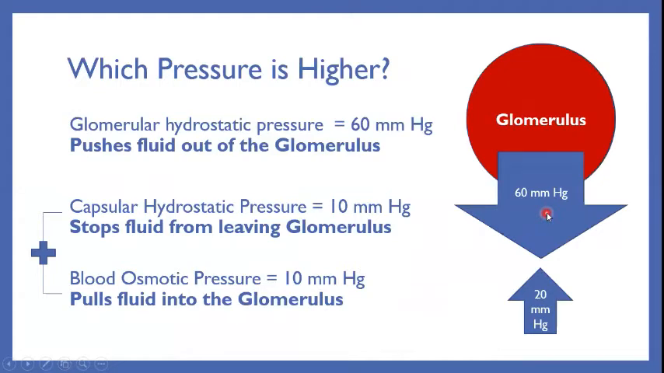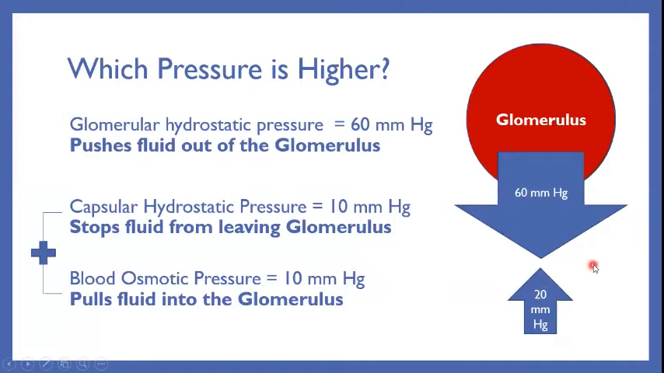Here we can actually look at the measurements for it. Here's our glomerulus with a glomerular hydrostatic pressure of 60 millimeters of mercury. This is the pressure of the fluid pushing out of the glomerulus. In direct opposition to that, we have some capsular hydrostatic pressure, which is just 10, and also some blood osmotic pressure. That's the pull, basically, of all of the formed elements in the blood and the proteins pulling the fluid back into the glomerulus. Combined, this pressure is only 20 millimeters of mercury.